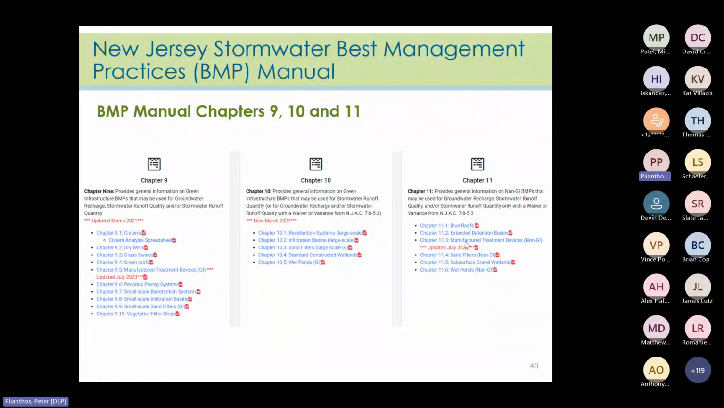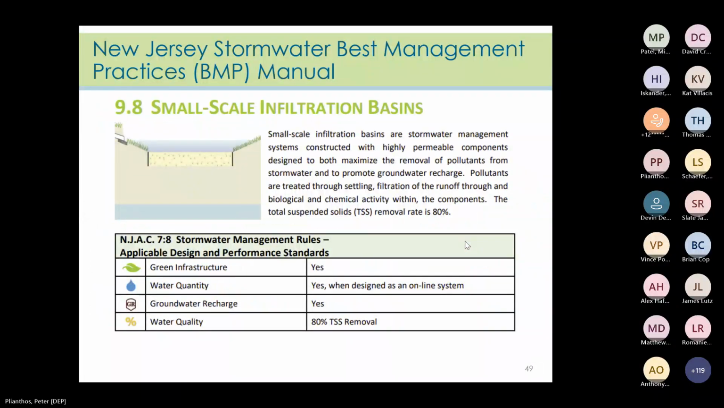Next, we'll take a look at an example cover page from a BMP chapter. As we said, Chapter 9 contains all of the GI BMPs listed in Table 5-1. Shown here is the cover page from Chapter 9.8, which is for small-scale infiltration basins, and it's a typical example of the chapters for the various BMPs listed in subsection 5.3 of the rules.